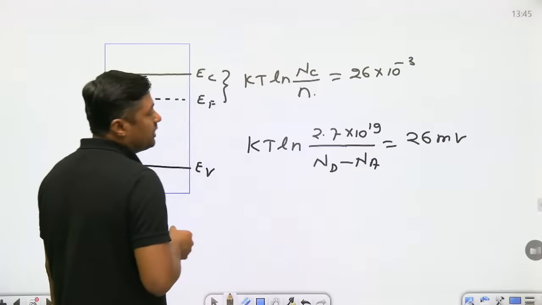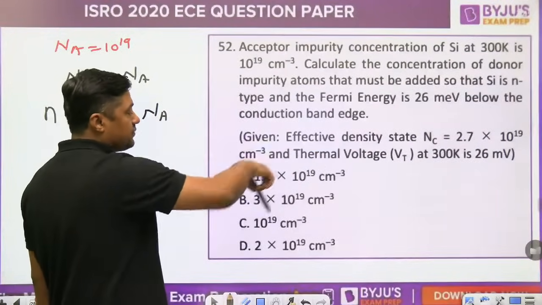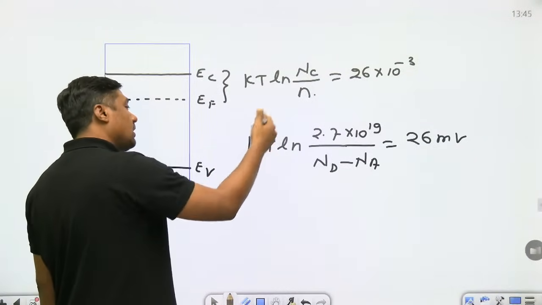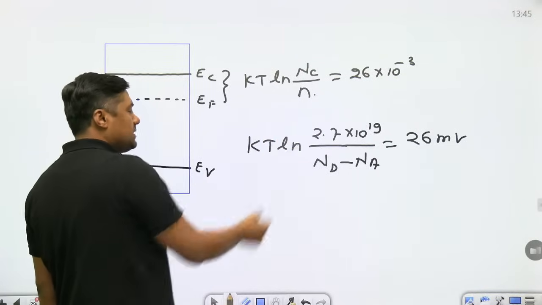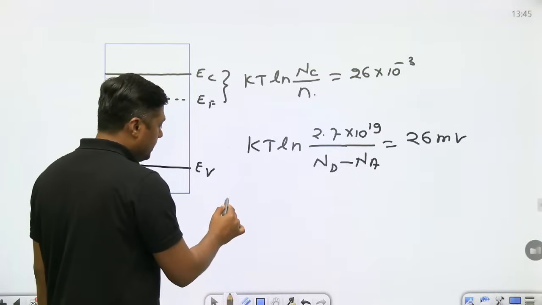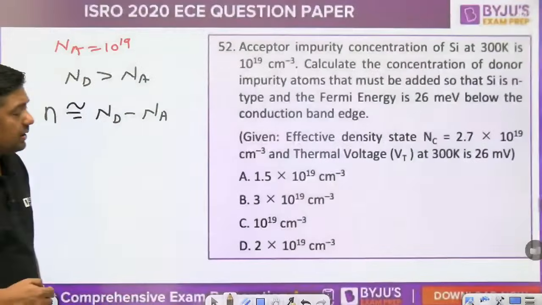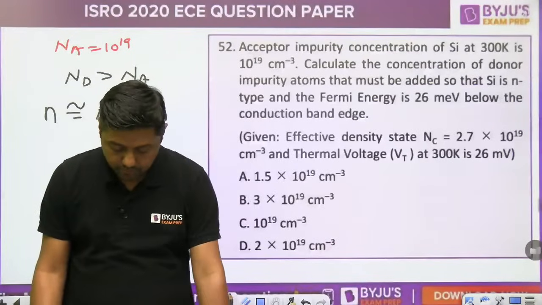kT is also 26 at 300 degree Kelvin, the thermal voltage. This 26 cancels, take the inverse log of that 1, and then you can find the value of Nd minus Na, and you have to find the Nd here, guys. So this is the answer for this question.